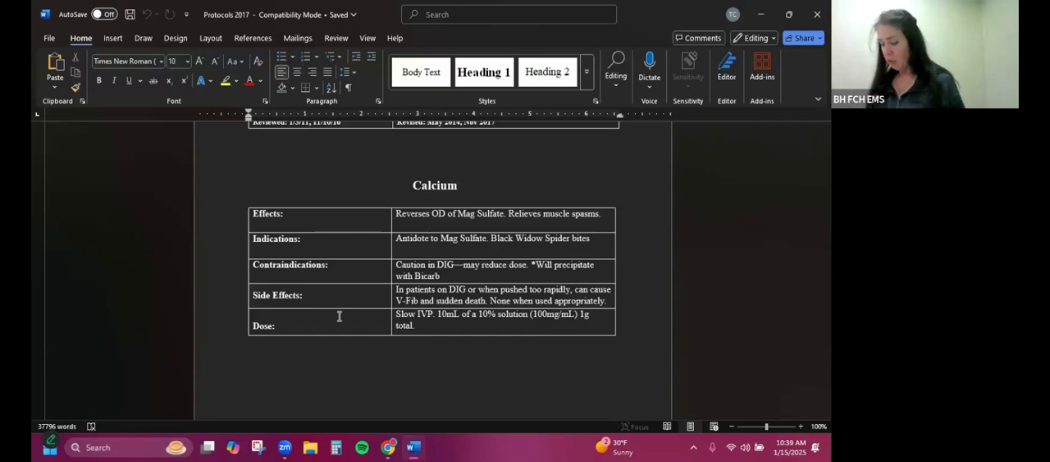With your calcium, you want to do a slow IV push, 10 milliliters of a 10% solution. 1 gram total is all you want to do with your calcium. But I did not know you could do this for black widow spider bites. So I've learned something today.